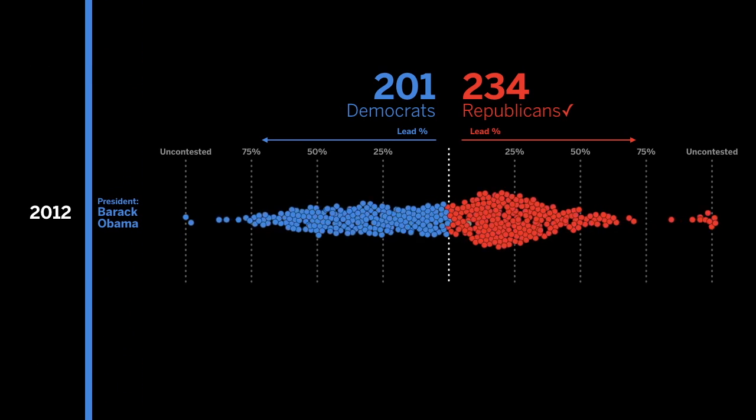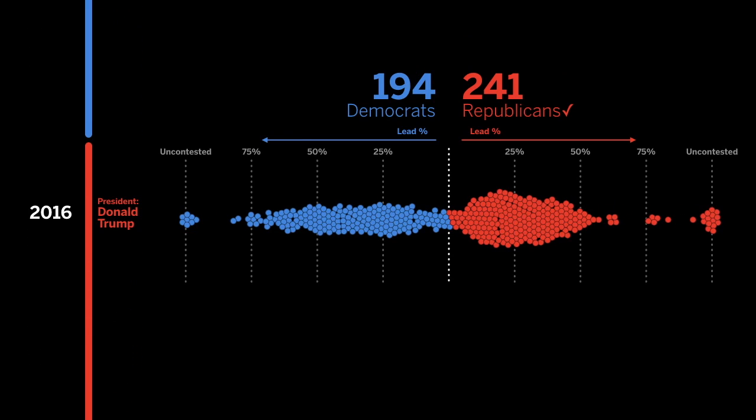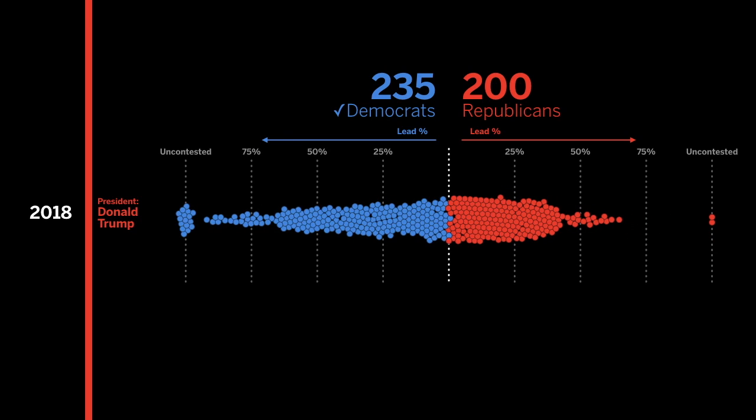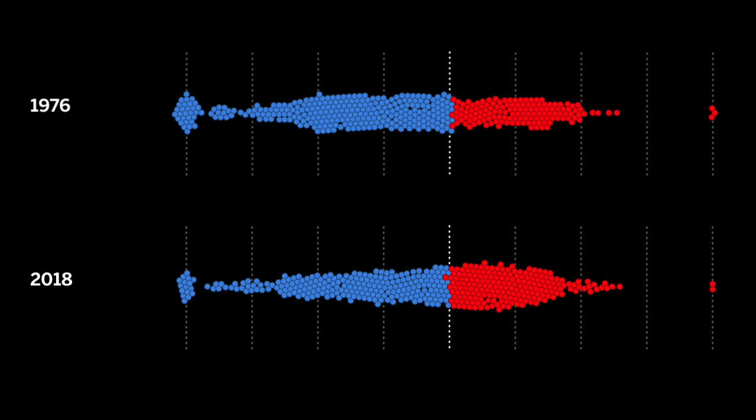As we move into recent times, you'll see there are more of those closely contested races again. In fact, for whatever reason, the pattern we have now looks a lot like what we had in 1976 in the post-Watergate years. A bunch of Democratic uncontested wins and a lot of close votes in the middle.